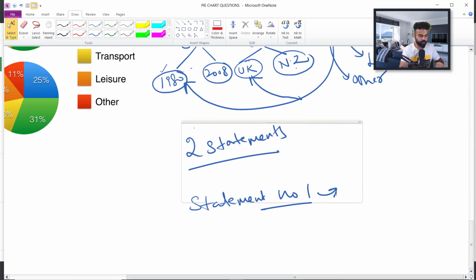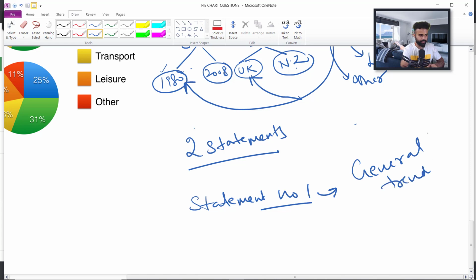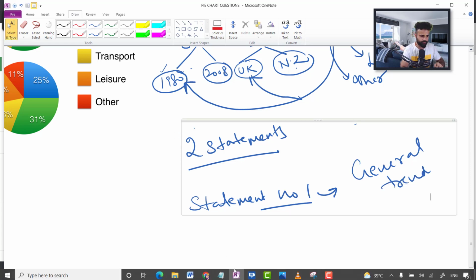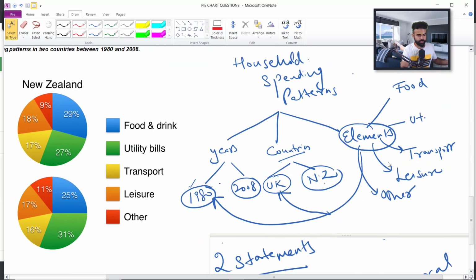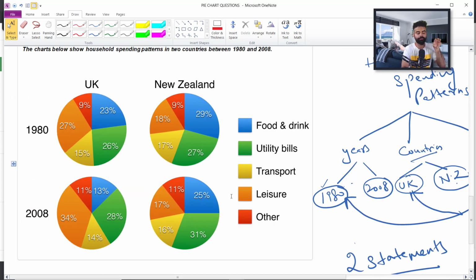Now let's see what we have to write in statement number 2. So let me just write down here, general trend. Okay, let's discuss this example as well. Now here I have got elements, then I've got these two attributes. So let's look at these 4 pie charts from a generalized view. Again there are some changes there, right? You can see some significant changes, so you can write something like this.